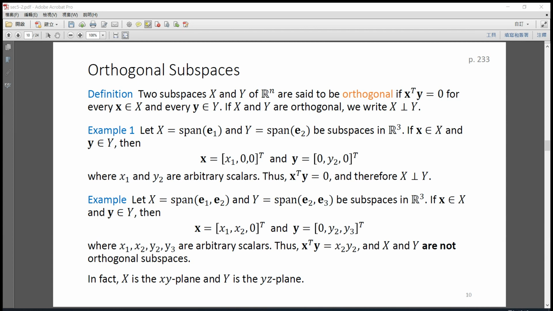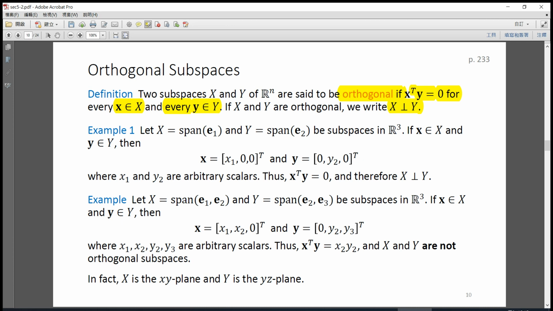Next, we give the definition of orthogonal subspaces. Two subspaces X and Y in Rn are said to be orthogonal if x transpose y equals 0 for every x in X and for every y in Y. If X and Y are orthogonal, then we write X perp Y, where the symbol perp means perpendicular.